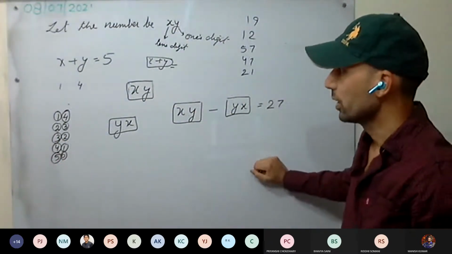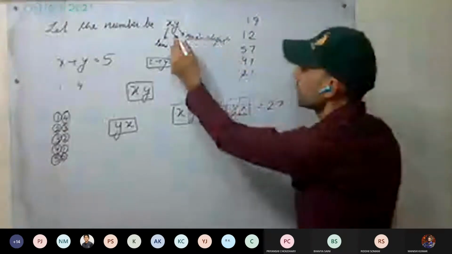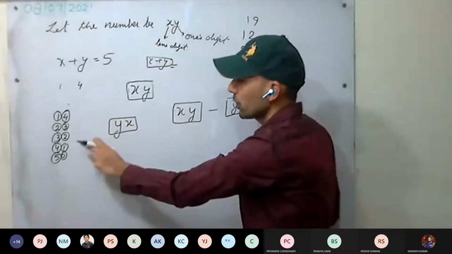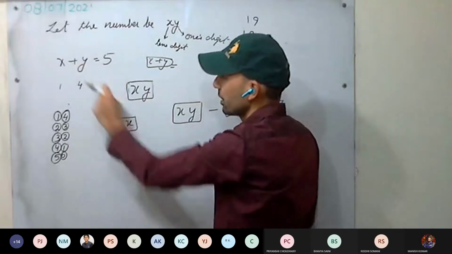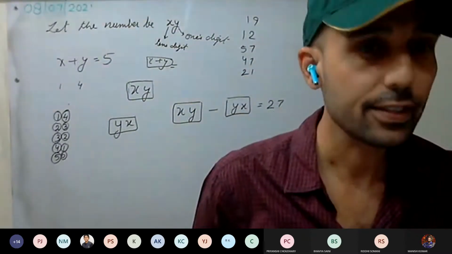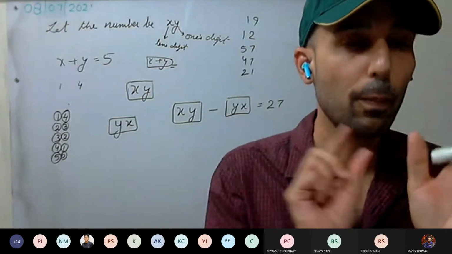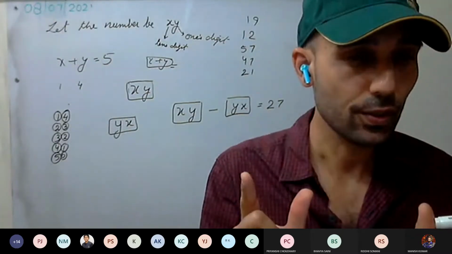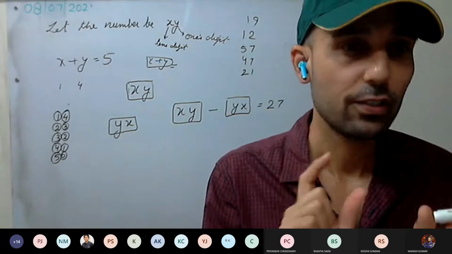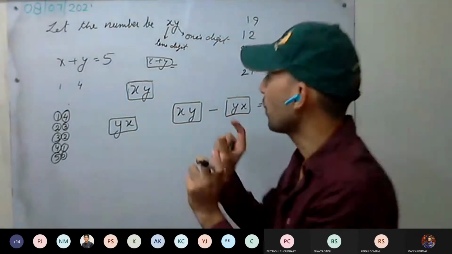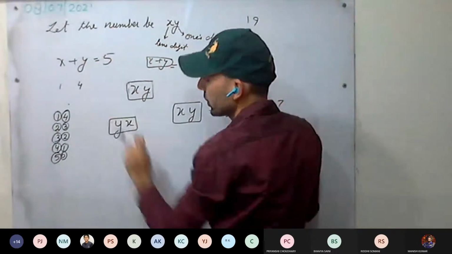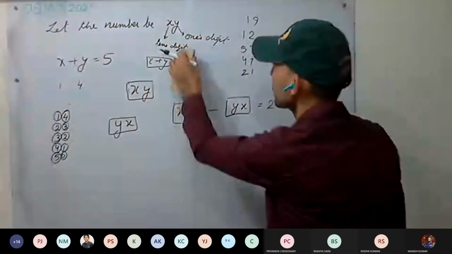Okay, understood? So here we have to find the number. The other data being provided is regarding the digits. We have to play with the digits, the ones digit and the tens digit. So we suppose those digits, and you can write: let the number be xy, or you can write it like this.